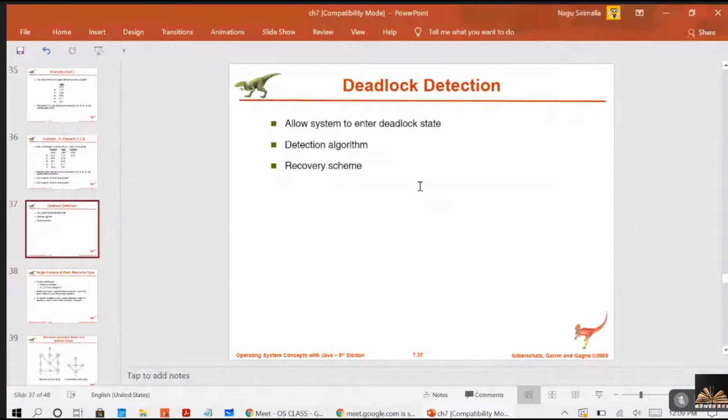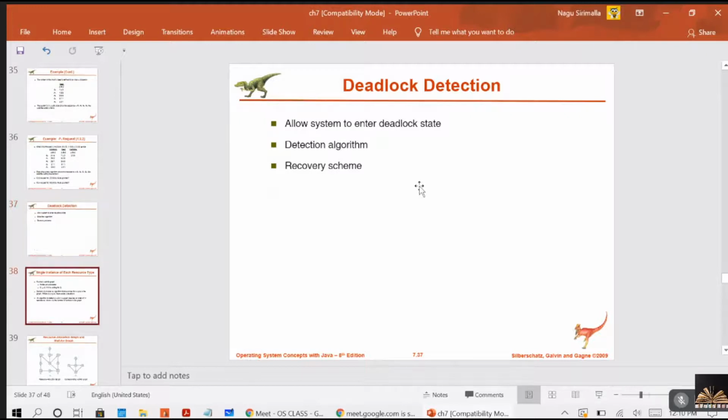Next is the deadlock detection algorithm. It allows the system to enter the deadlock state, then you detect, then you recover. If your system does not employ either deadlock prevention or deadlock avoidance, then a deadlock situation may occur. In this environment, the system provides an algorithm that examines the state of the system to determine whether a deadlock has occurred. If it has occurred, then you are supposed to recover from the deadlock.